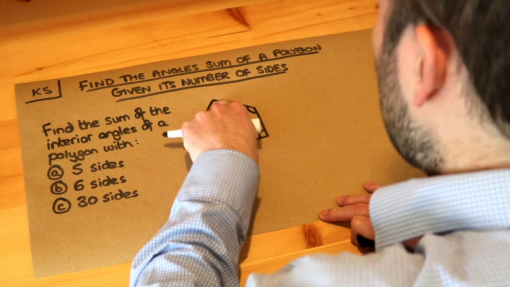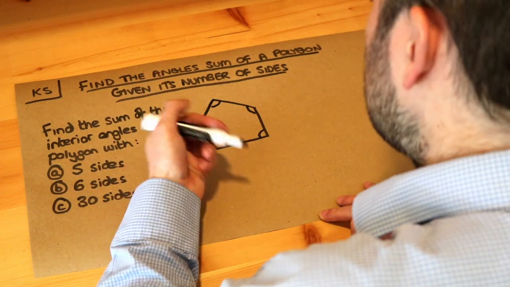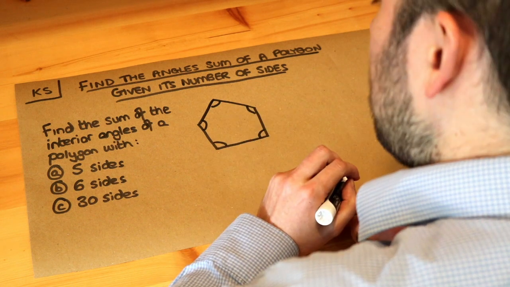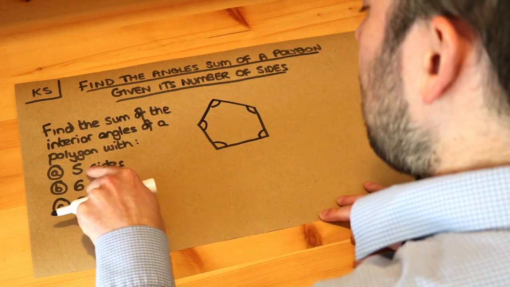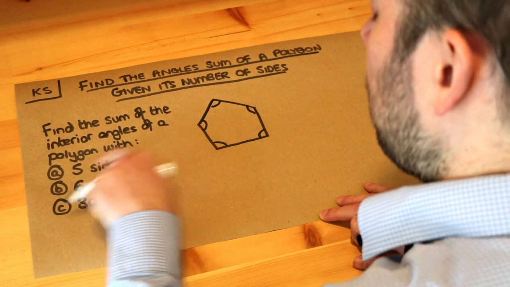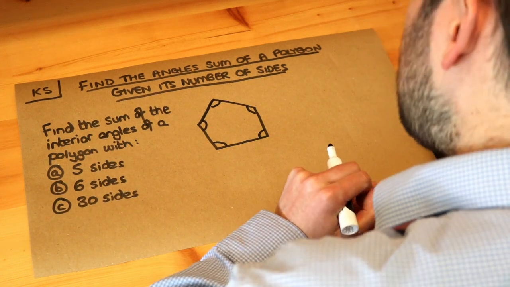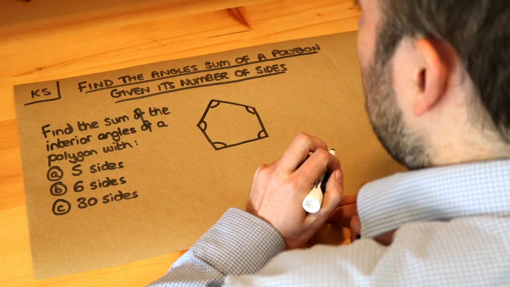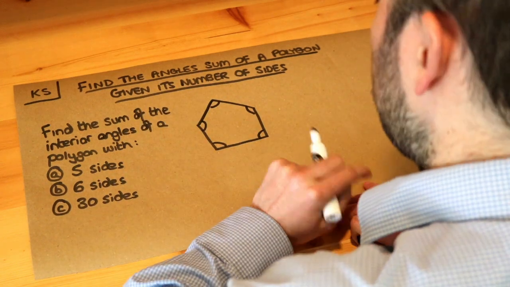If it was just a triangle and we're adding the interior angles, the angles inside, then we know that the sum would be 180 degrees. We saw that in a different video. But what about a pentagon? What's the sum of a polygon with 5 sides? Now there's a really clever little trick we can use here to find the sum, and then we're going to use that to produce a formula we can use for these other questions.